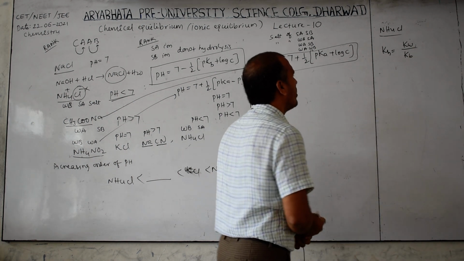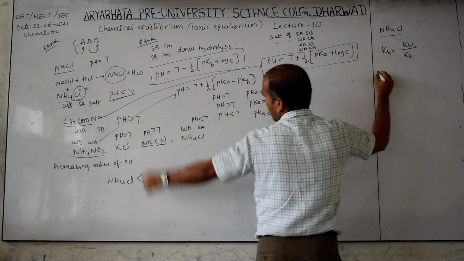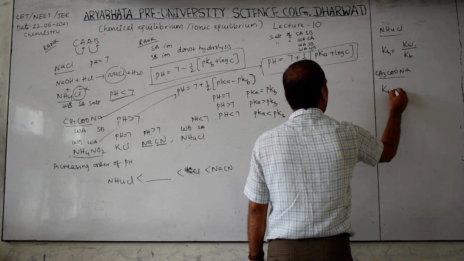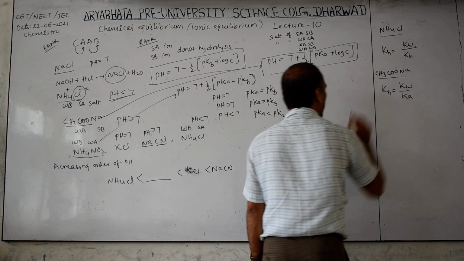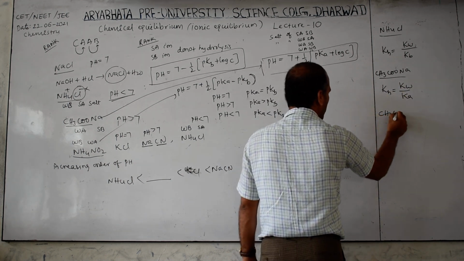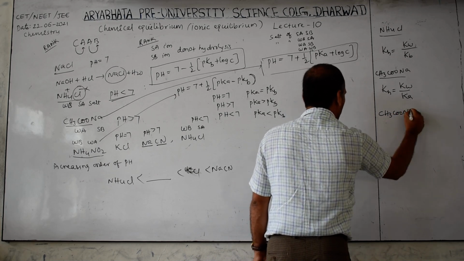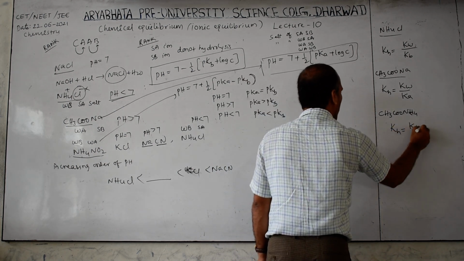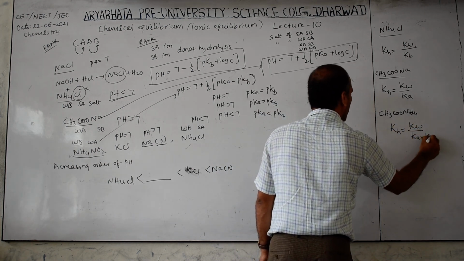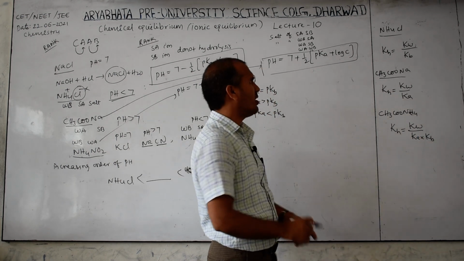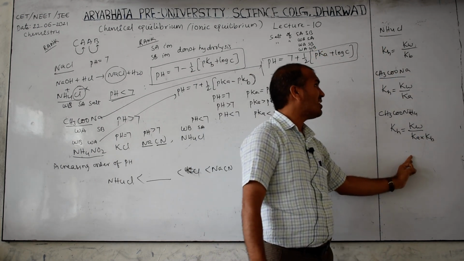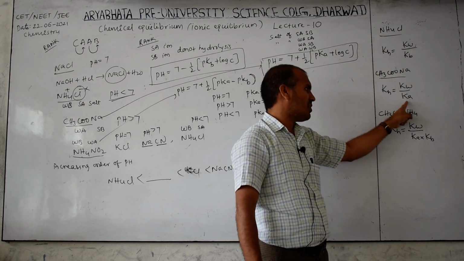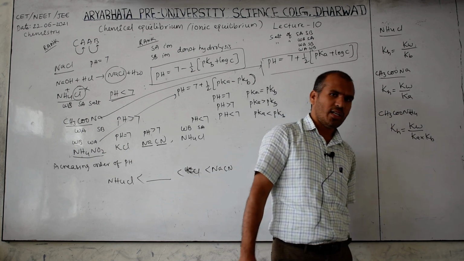Another one, CH3COONa. In this case Kh is equal to Kw by Ka. Another one is CH3COONH4, weak acid weak base. In this case Kh is equal to Kw by Ka into Kb. These are very easy to remember. Always Kw is in the numerator in all cases. In one case, the weak one's constant is in the denominator. Here both are weak, therefore both are in the denominator.